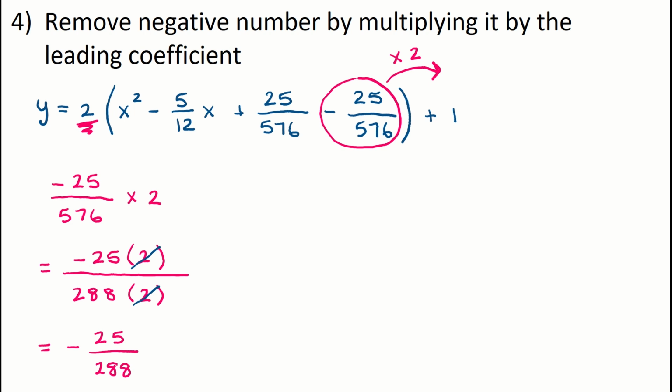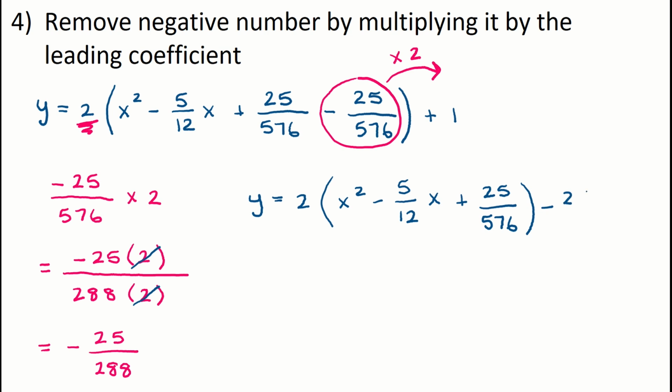So when I go to take that out of the brackets, I end up with y is equal to 2 x squared minus 5 over 12x plus 25 over 576. And then the number outside the brackets now is negative 25 over 288. And I still have my plus 1 at the end. And that brings us to our last step.